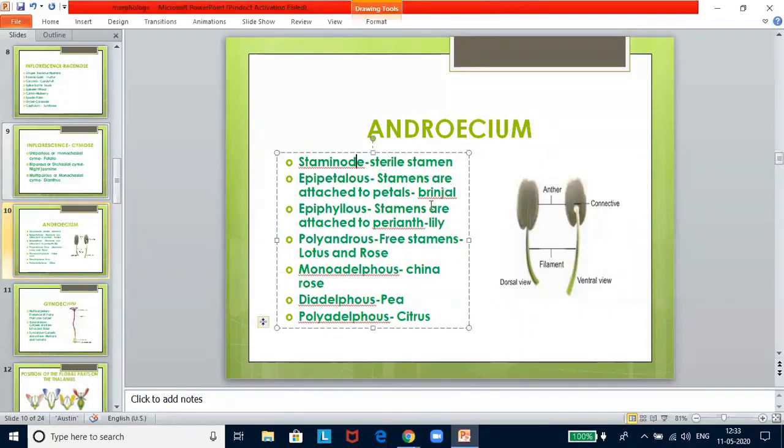Epipetalous, stamens are attached to petals. Example, brinjal. Epiphyllous, stamens are attached to perianth. Perianth means calyx and corolla, which can't be differentiated in monocots. So these are called the perianth, and the individual units are called the tepals. Now polyandrous, free stamens, example lotus and rose. Monadelphous, example is China rose. When the stamens are all found in one single bundle, it is known as monadelphous condition. When they are found in two bundles as in pea, it is called diadelphous. If they are occurring in multiple bundles, then you call it polyadelphous as in citrus.